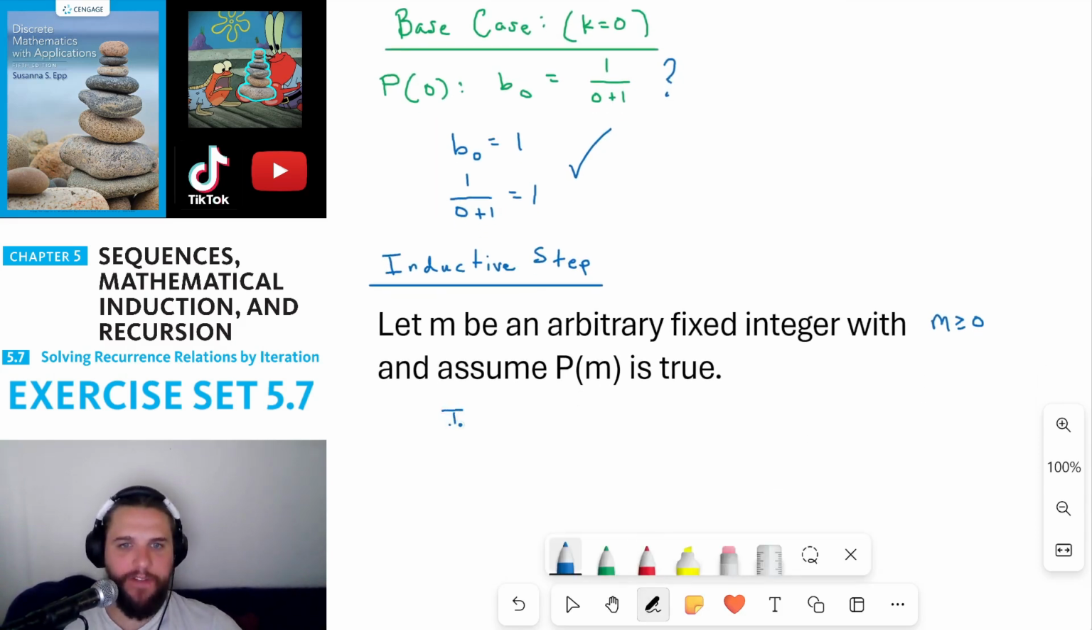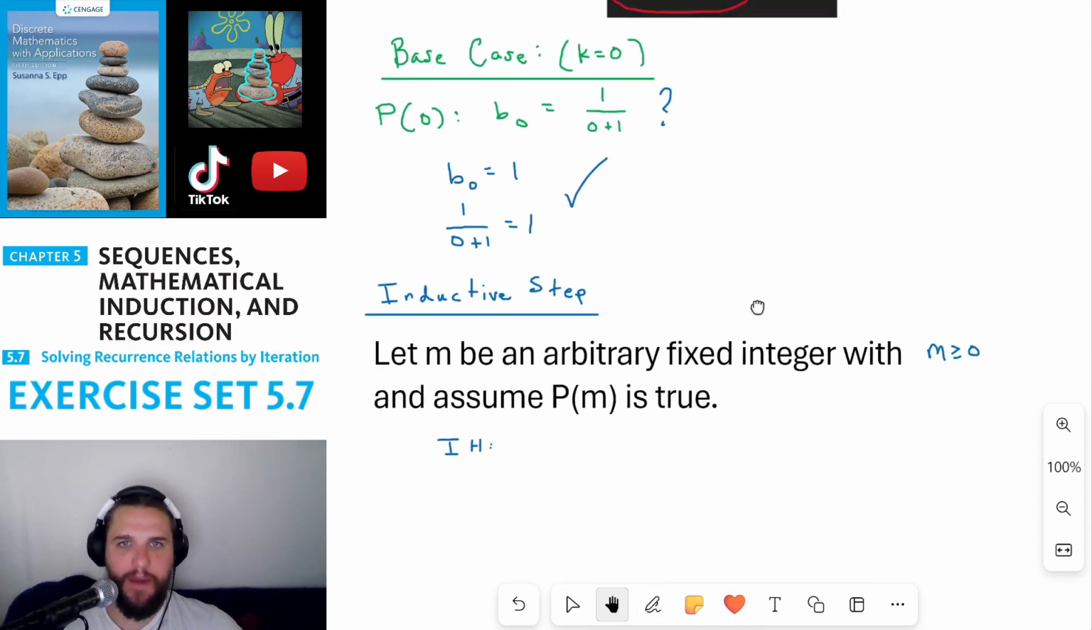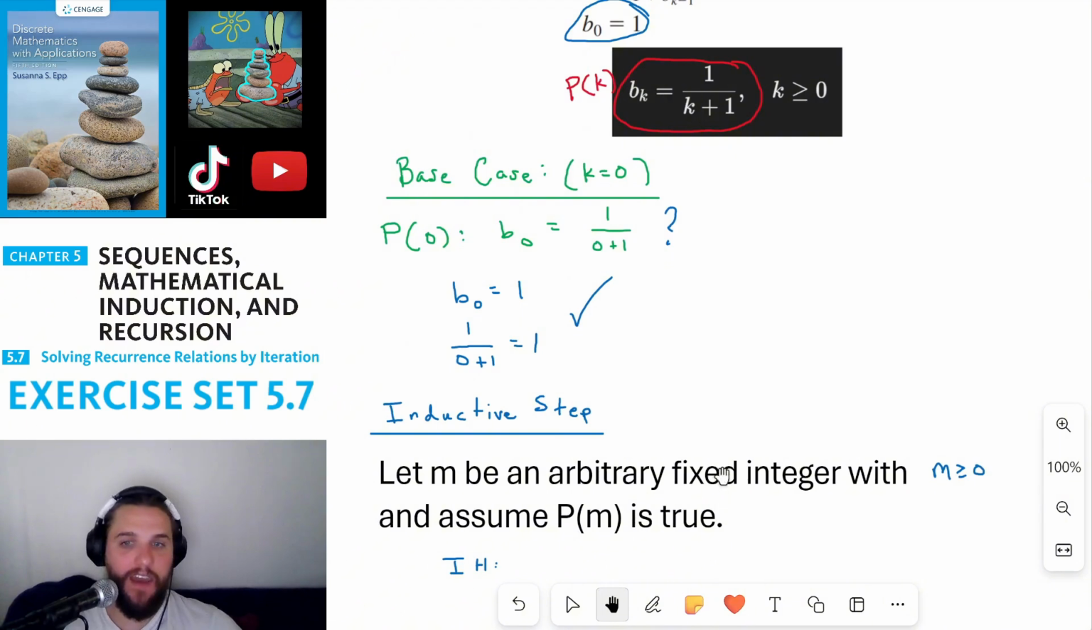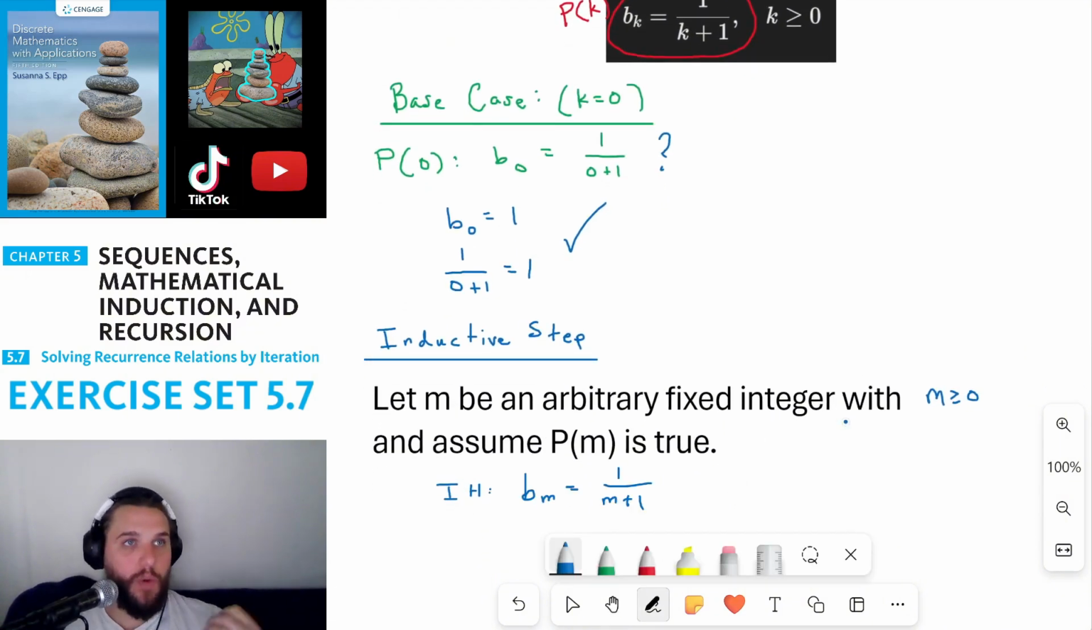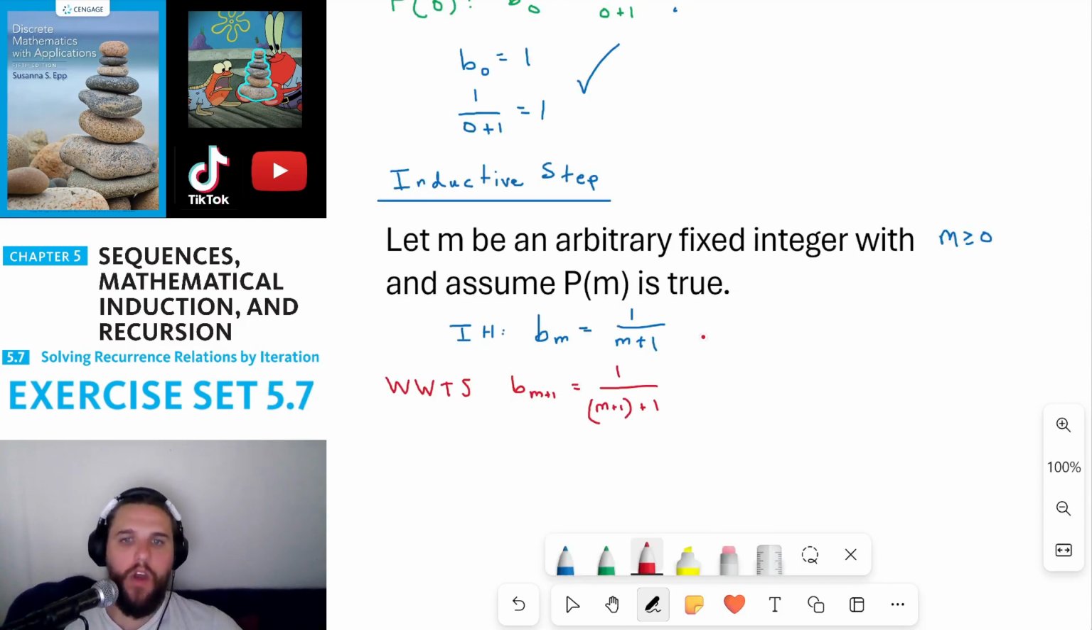Now, let's identify what the inductive hypothesis P of m is. P of m is the statement P of k, but instead of k, we have m. So we're given that b sub m equals 1 over m plus 1. We want to show that b sub m plus 1 equals 1 over m plus 1 plus 1, which is the same thing as 1 over m plus 2. Now, the way we're going to prove this is we're going to take the left-hand side and do some stuff to it using the recursive definition.